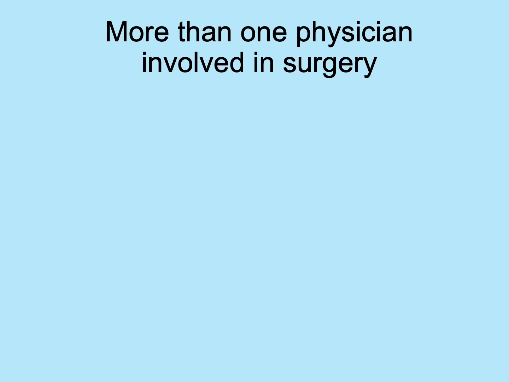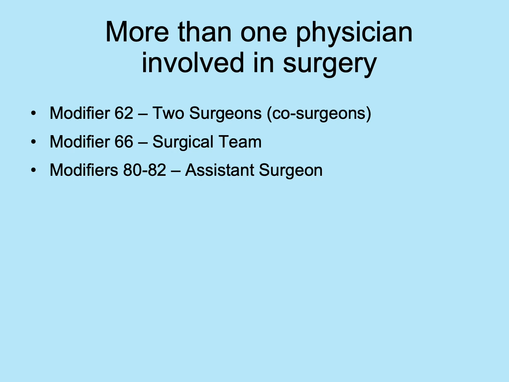So now we're going to talk about modifiers when more than one physician was involved in the procedure. These modifiers are 62, 66, 80, 81, and 82. So modifier 62, the title of the modifier is two surgeons. We usually think of it as co-surgeons. Modifier 66, surgical team, and 80, 81, and 82, assistant surgeon.